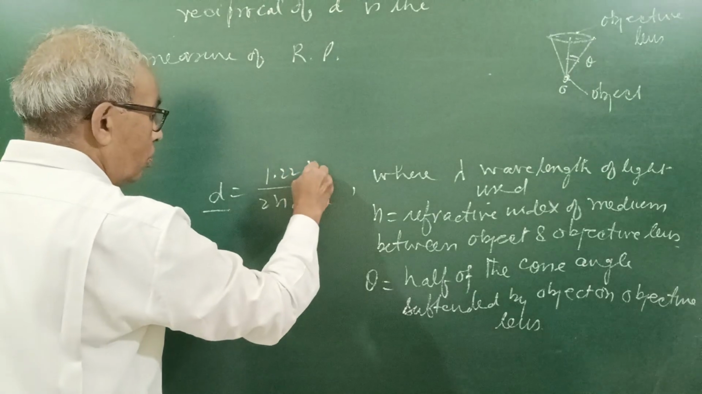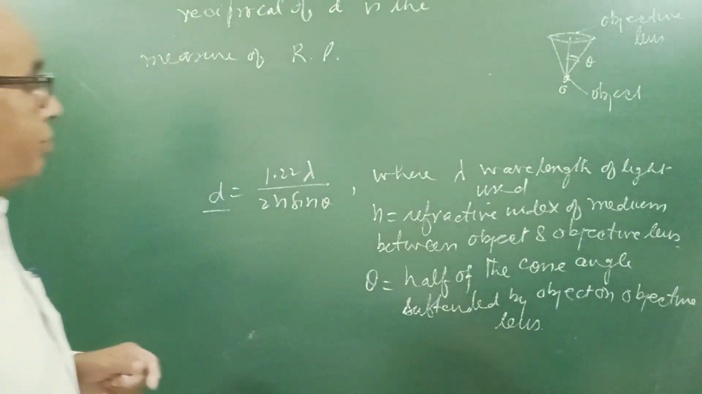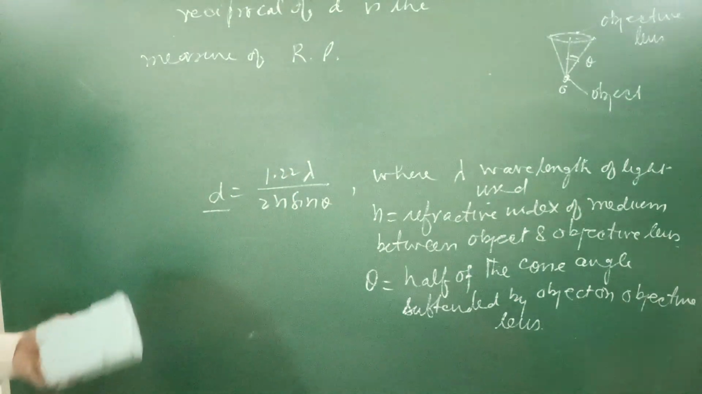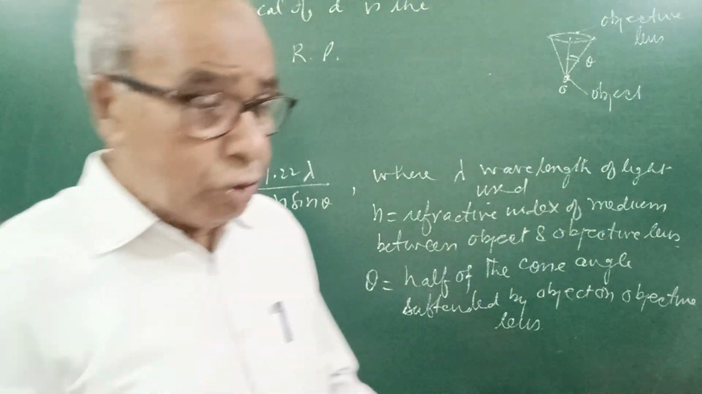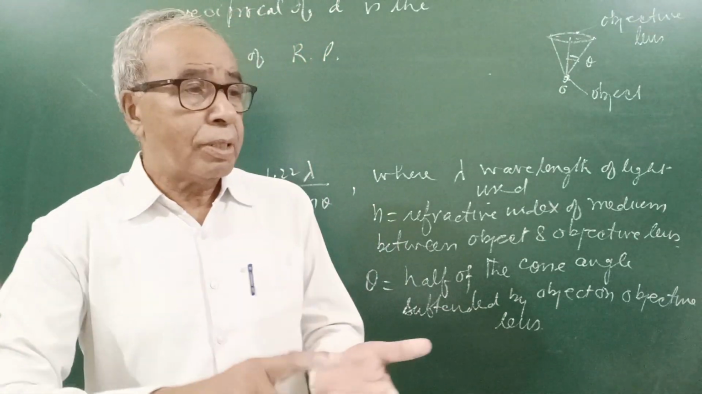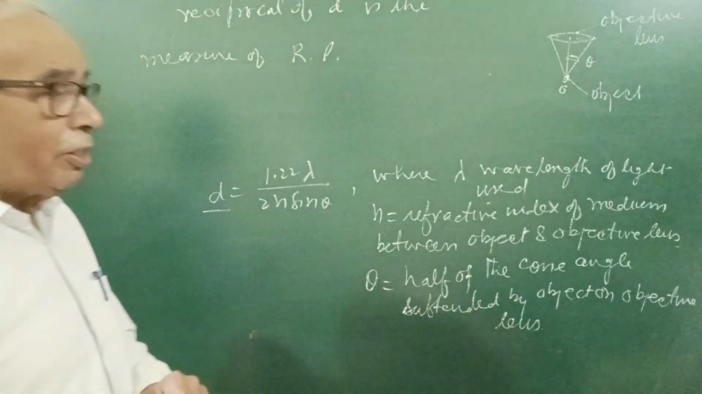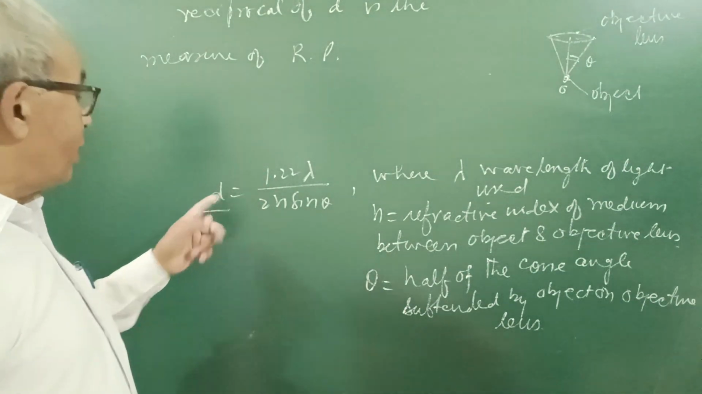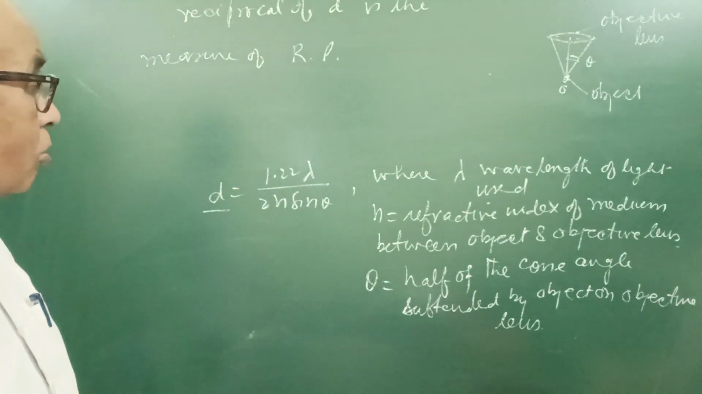Now, n sin theta, 2n sin theta, n is the index. You might have seen in the biology lab, when you see a slide, we place some glycerine on the slide because the index of glycerine is more, so d gets decreased. Theta can be larger, but there is a limit to this also.